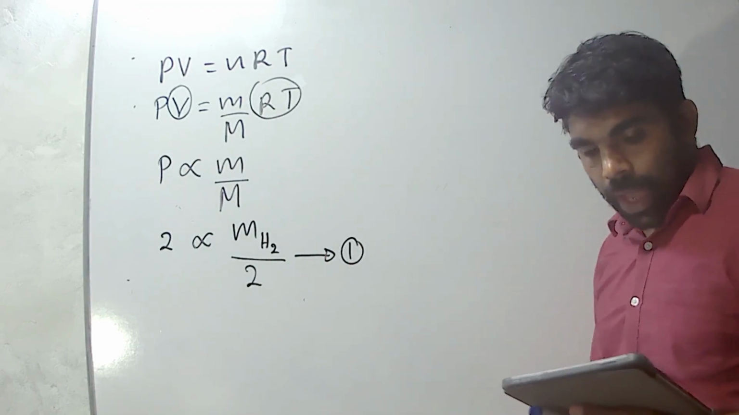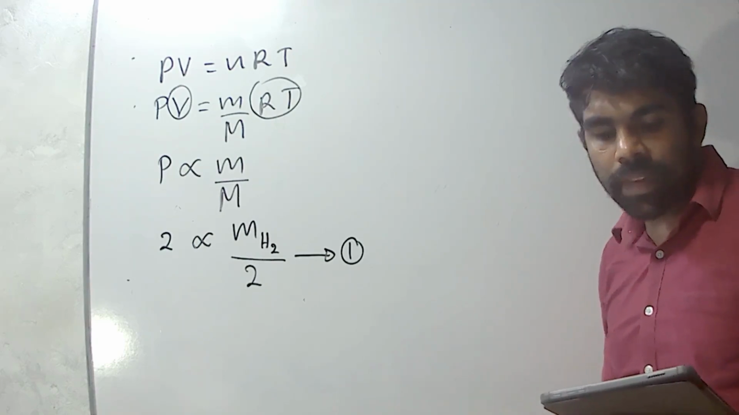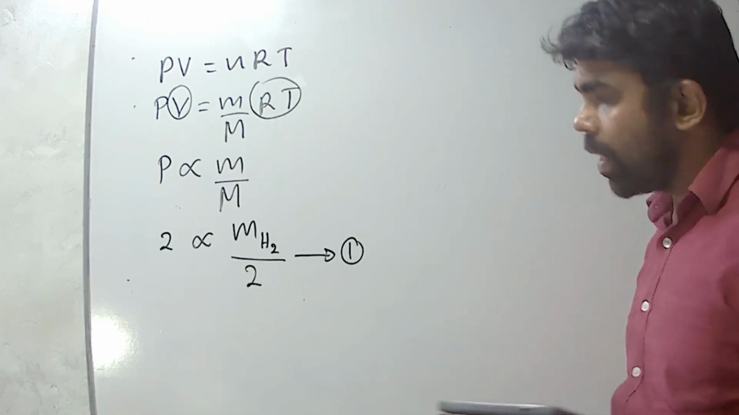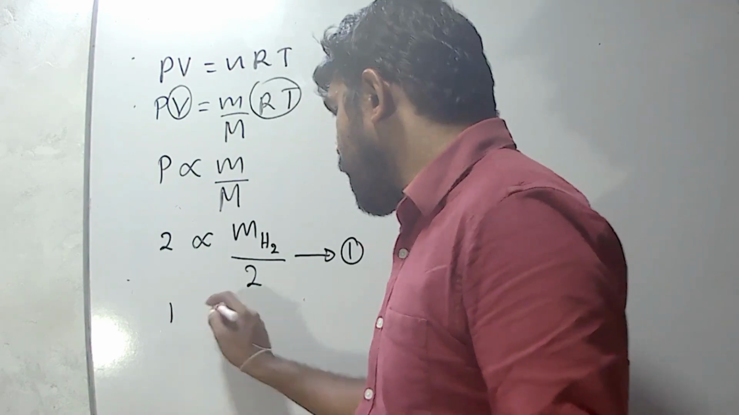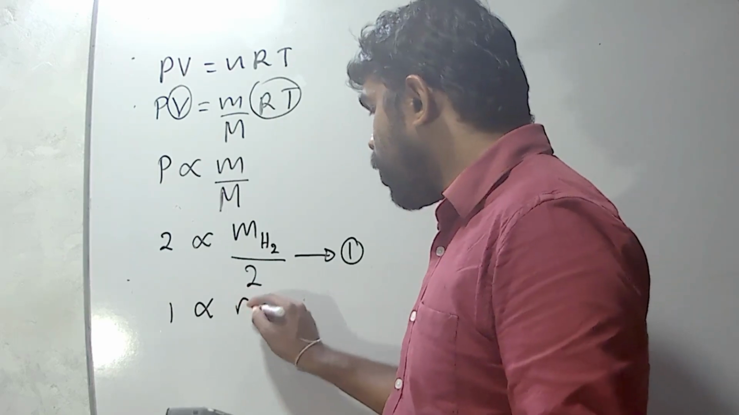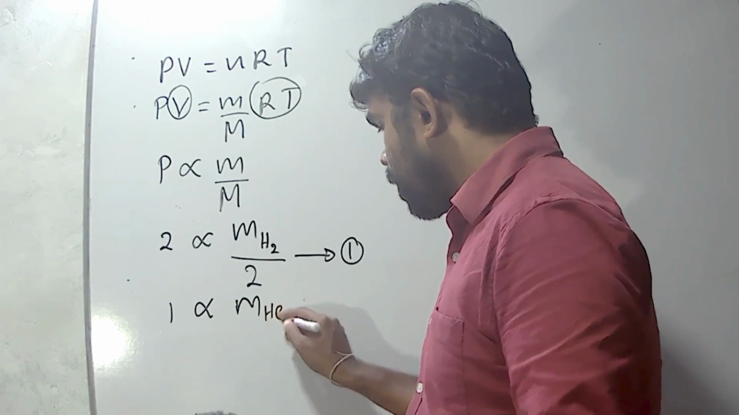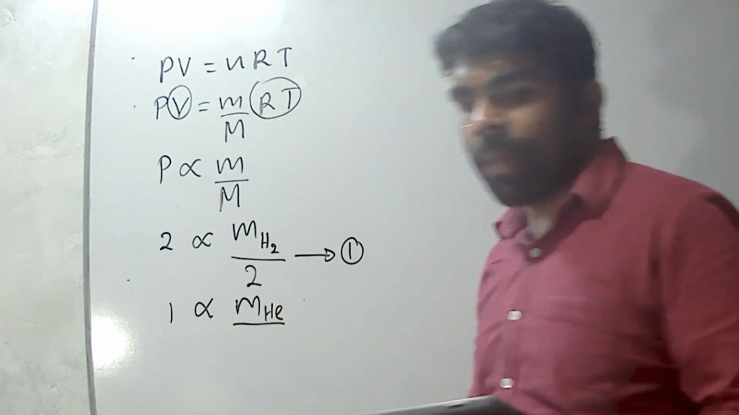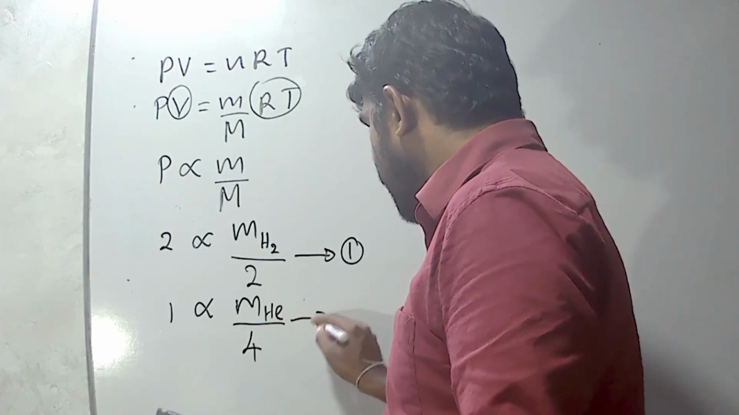Then I will consider the increase of pressure. Final pressure is given as 3 atmospheres. Therefore, the increase of pressure is 1 atmosphere. It is directly proportional to mass of helium divided by molar mass of helium, which is 4. It is the second equation.